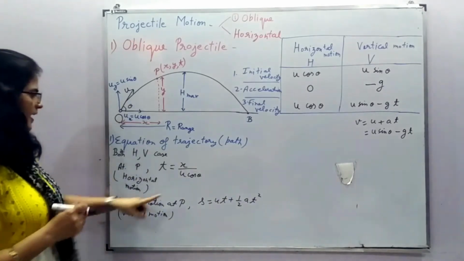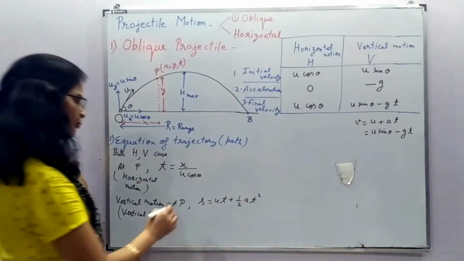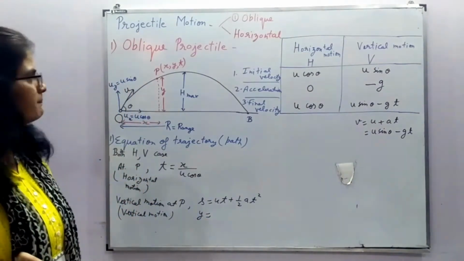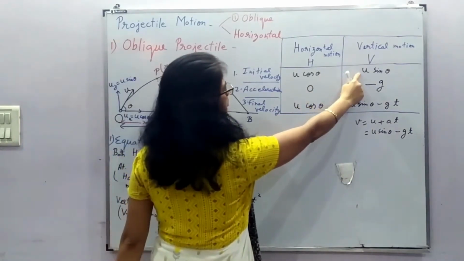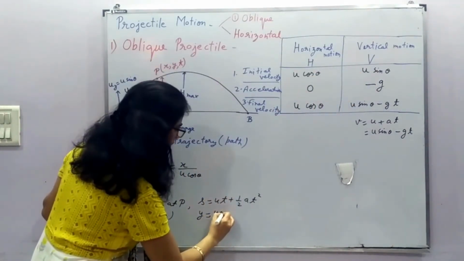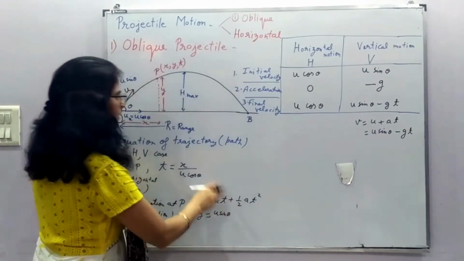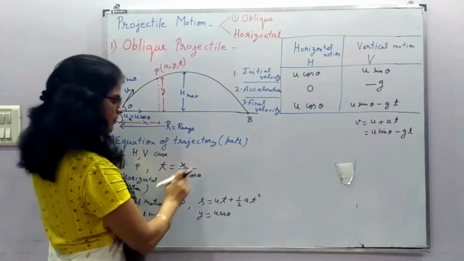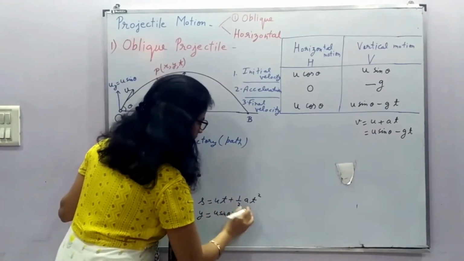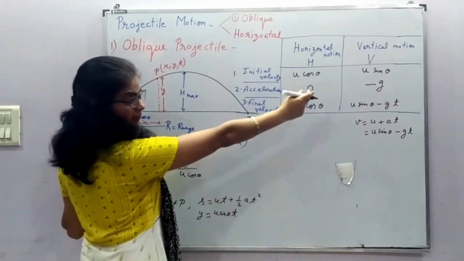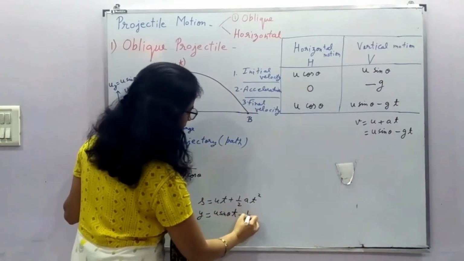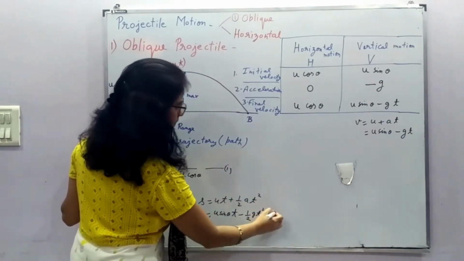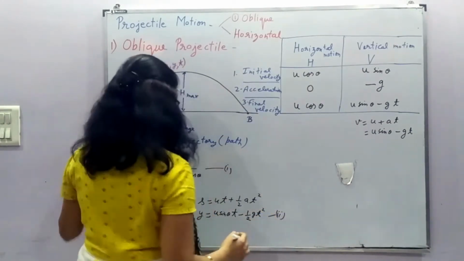So at point P, what is the vertical distance? Y is the vertical distance. What is the initial vertical velocity? Initial vertical velocity is u sine theta. T is the time taken to reach point P. I can replace this T from here, but I will do that in the next step. For acceleration in vertical direction, I will write minus g. So what will it be? Minus half g t square. Let's mark this as equation 1 and this as equation 2. Right?